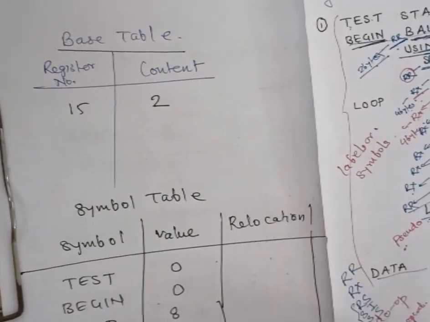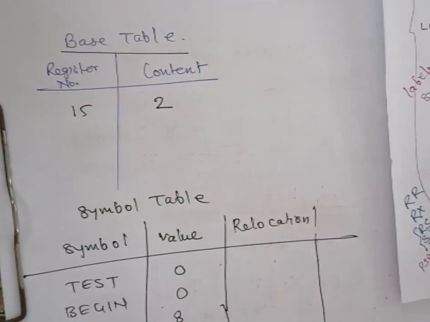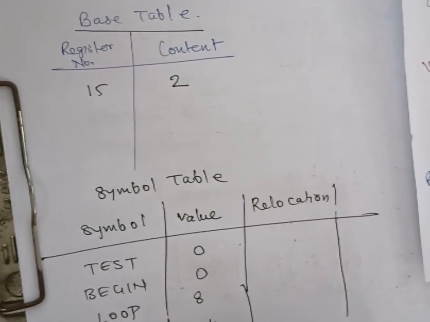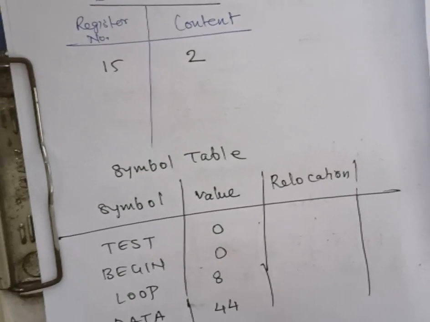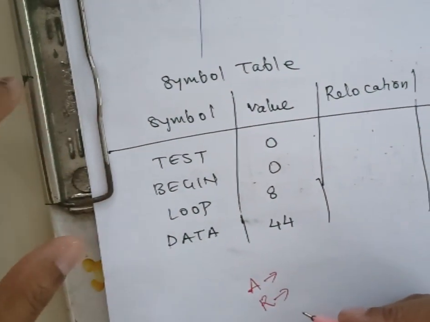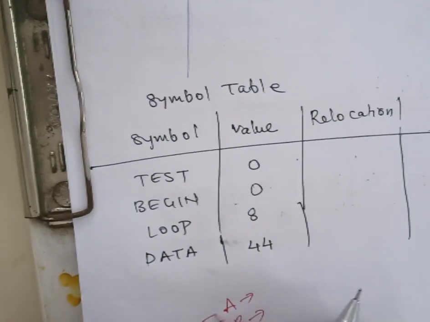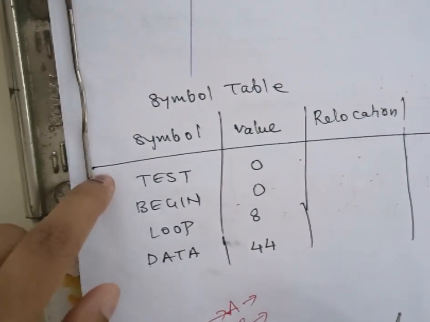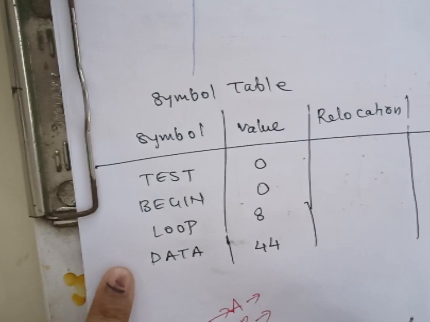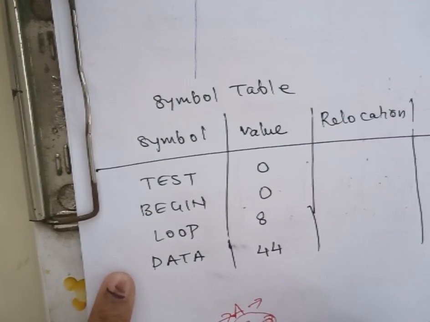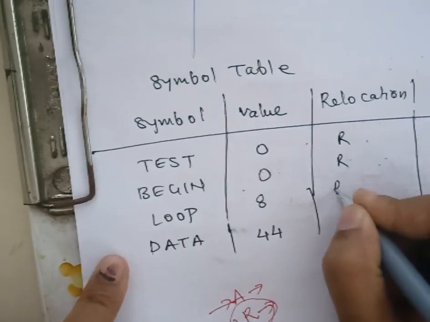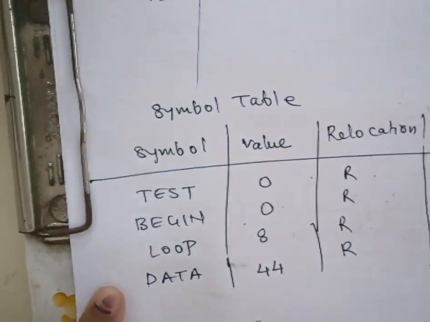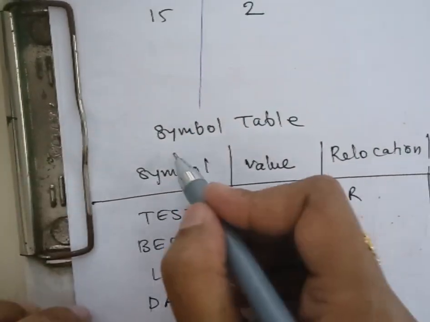Relocation contains two parts: absolute and relocatable. If the value doesn't change throughout your program, we provide absolute, and if the value gets changed in the program, then we provide relocatable. Here all are relocatable, because somewhere they are used in the program. So this is your symbol table.